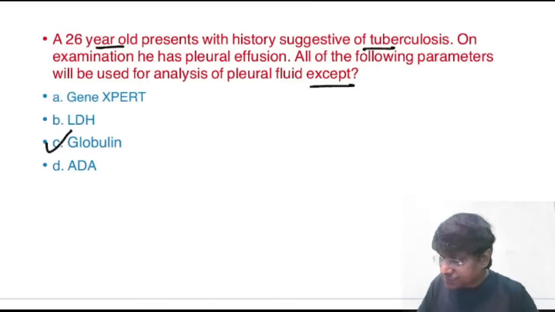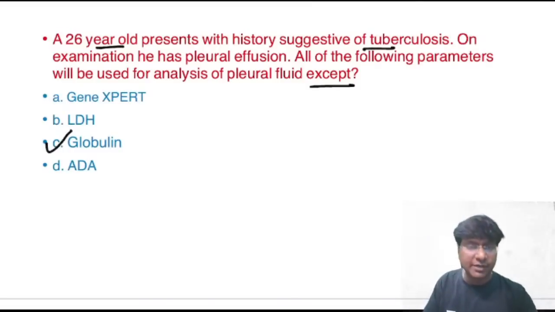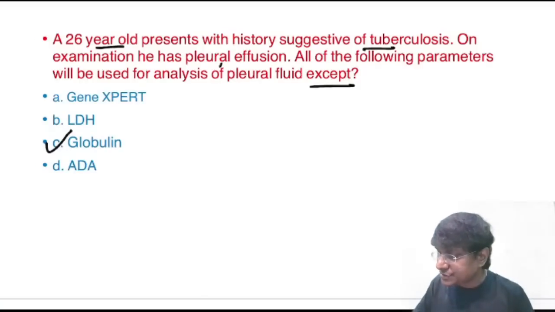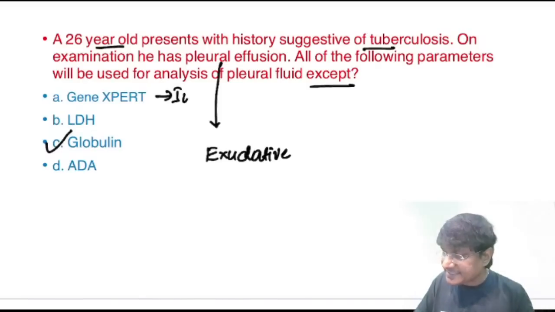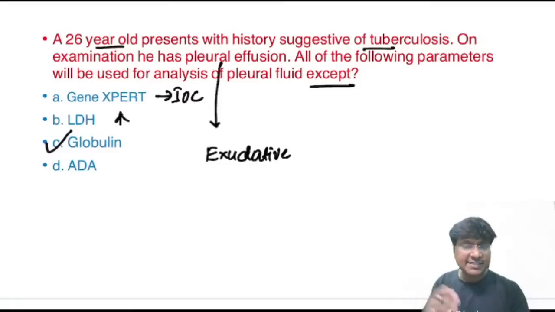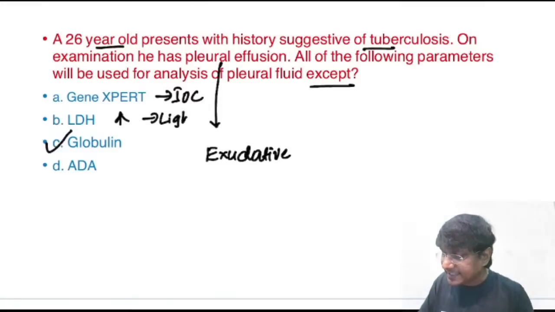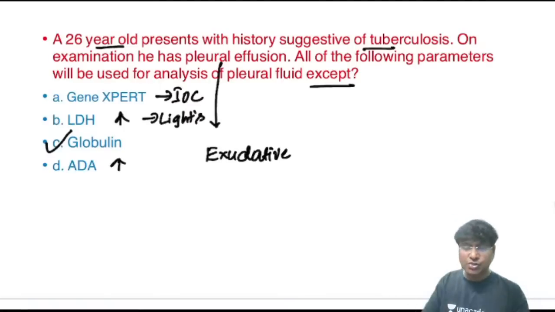Very good, Kavya. So the answer is the globulin. Okay. So please remember, this particular tuberculosis will cause exudative type of pleural effusion, and in this exudative type of pleural fluid, gene expert is considered as the investigation of choice. Lactate dehydrogenase levels are elevated, and this will be part of your Light's criteria, and ADA levels are also elevated in patients with the pleural effusion.